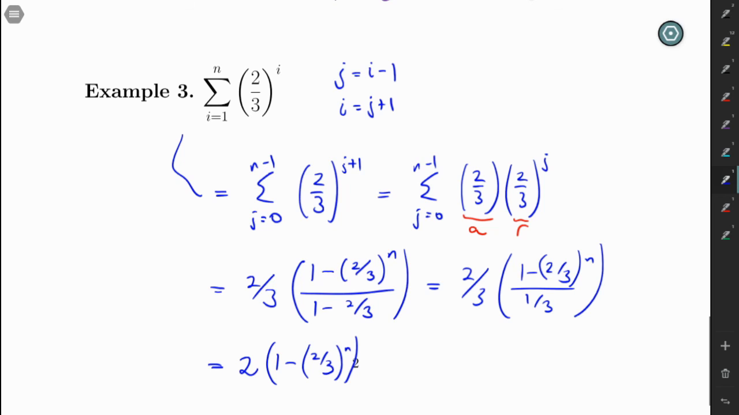So here we shifted the index. We wanted to have i equals 0. We wanted to have some index where it would have been equal to 0 here, so we just needed to subtract 1 from i. By subtracting 1 from i, we also end up subtracting 1 from n. And then that caused this index to shift into j plus 1, which we then took apart using the laws of exponents. And that set a to be 2 over 3, and then the ratio still stayed the same. So we then just applied the finite sum formula.